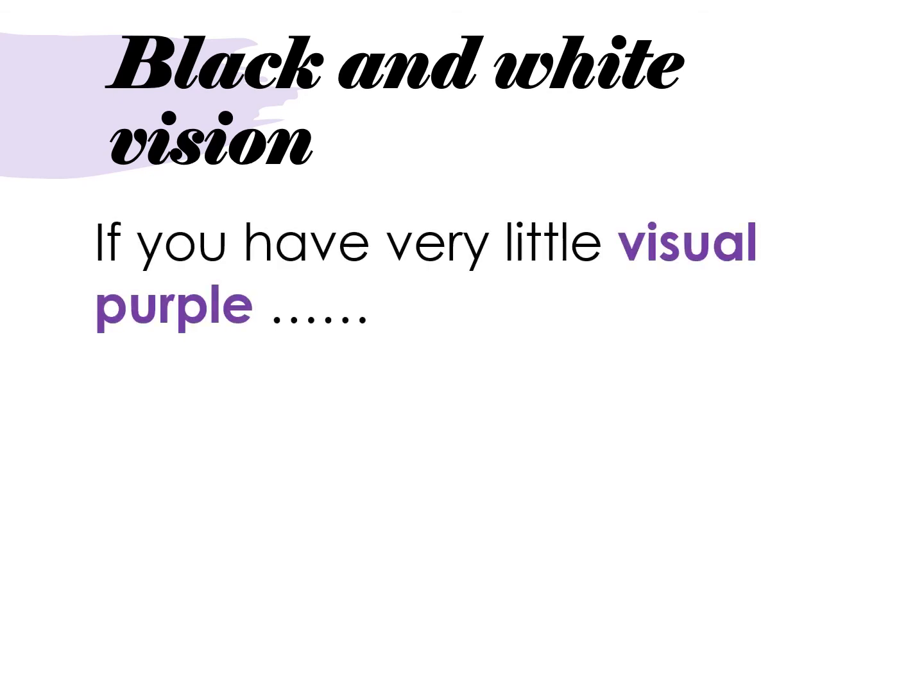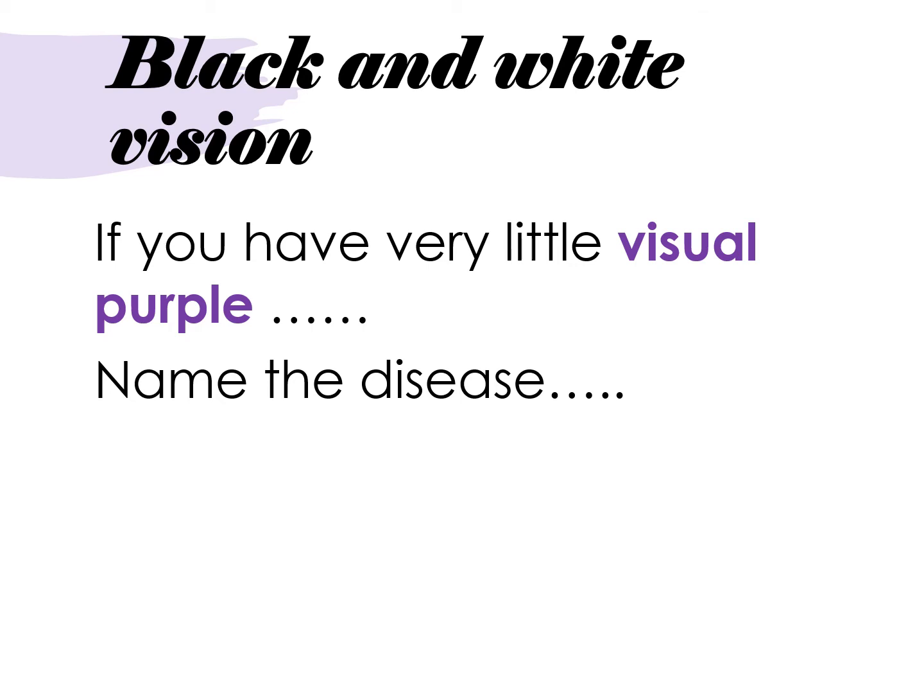Let's take a look at the case when you have something wrong with your rod cells for black and white vision. This is a normal healthy person. This is a person with very, very weak rod cells. What happens? We call this night blindness, 夜盲症. If you have very little visual purple, that means the pigment for black and white vision, you are going to have the disease called night blindness. In Chinese, 夜盲症.